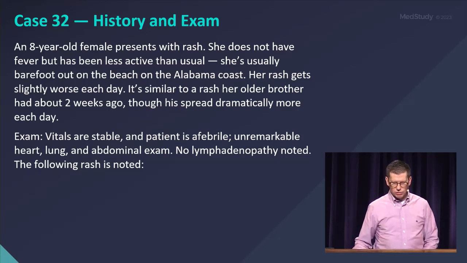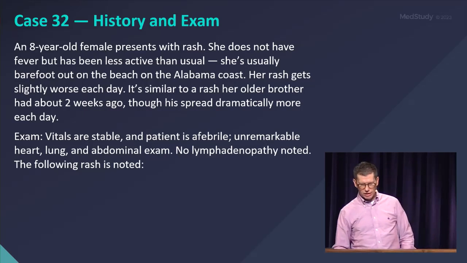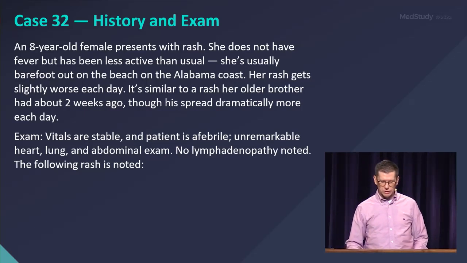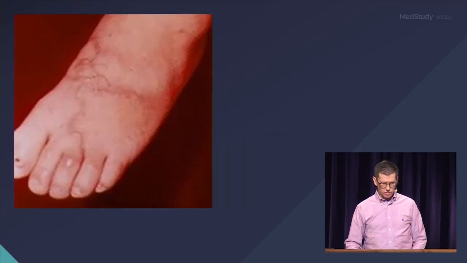Case 32, an 8-year-old female presents with rash. She does not have fever, but has been less active than usual. She's usually barefoot out on the beach in Alabama coast. Her rash gets slightly worse each day. It's similar to a rash her older brother had about 2 weeks ago, though his spread dramatically more each day. You got to remember that part. Exam vitals are stable. Patient is afebrile and has an unremarkable heart, lung, and abdominal exam. There's no lymphadenopathy, and the following rash is noted.